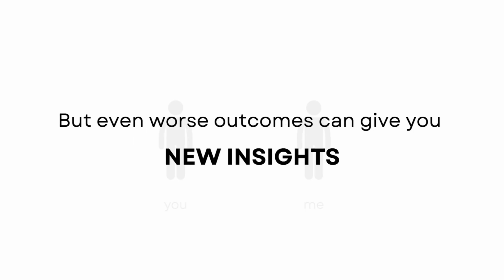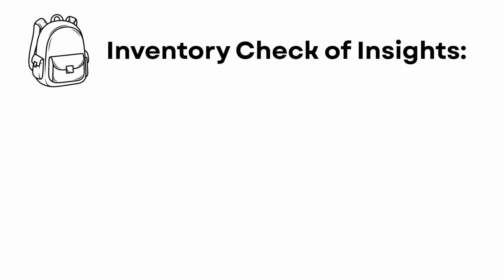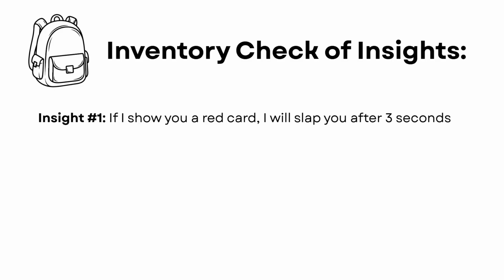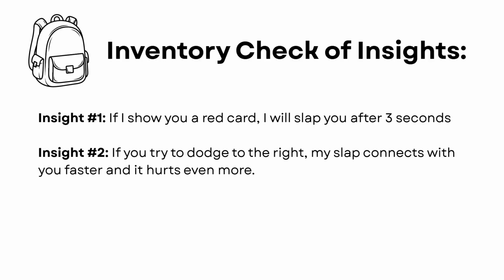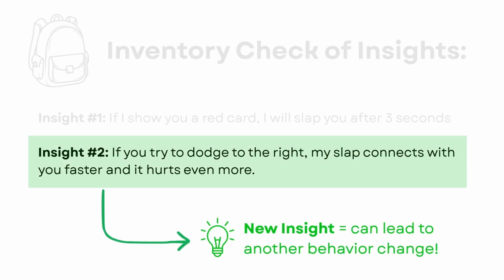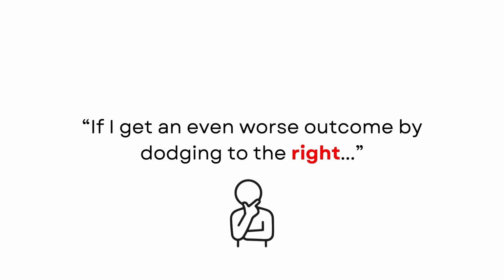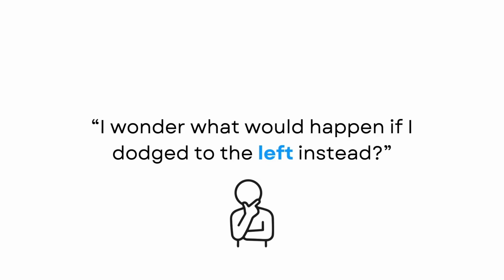But the thing to remember is that even worse outcomes can still give you new insights. So if we do a quick little inventory check of our insights, the first insight is if I show you a red card, I'm going to slap you after 3 seconds. The second insight is if you try to dodge to the right, my slap connects with you faster and it hurts even more, right? So new insights can potentially lead to another behavior change in the form of you get this insight and then maybe it leads to another idea, and it might look something like this. So you might think, if I get an even worse outcome by dodging to the right, I wonder what would happen if I dodged to the left instead, right? Because if you went to the right, you got an even worse outcome.